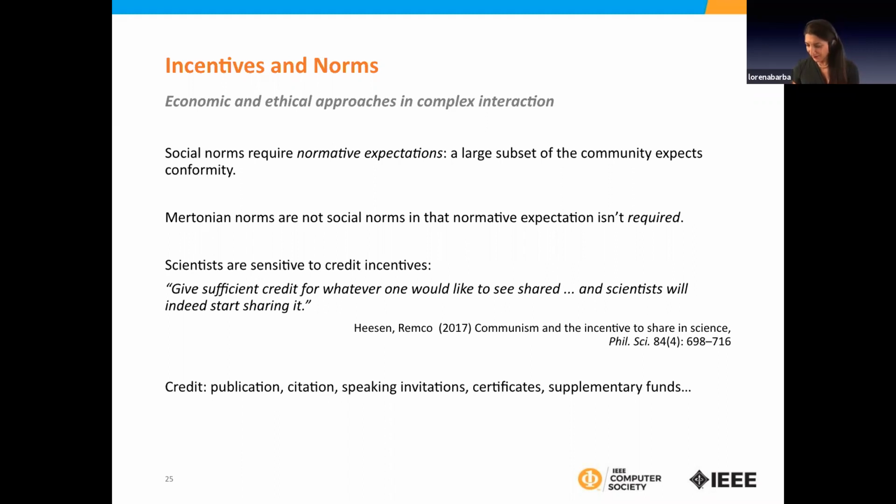So ethical factors do play a role, ethical meaning normative factors, but a combination of incentives giving credit through publication, citation, speaking invitations, certificates, supplementary funds, and perhaps in the context of computational work, we've talked about allocations of computing time that is targeting reproducibility efforts, for example. So one needs to be thinking of an ecosystem of both incentives and cultural norms.